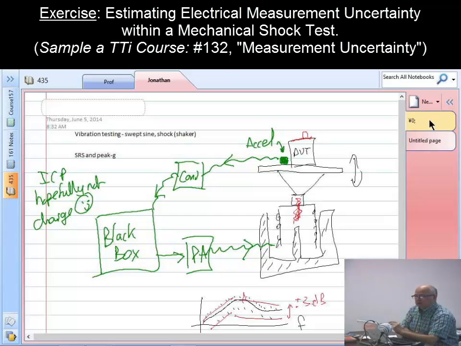Well, the reason you've probably not really seen it before is that this is a horrendously difficult experiment from the uncertainty aspect.